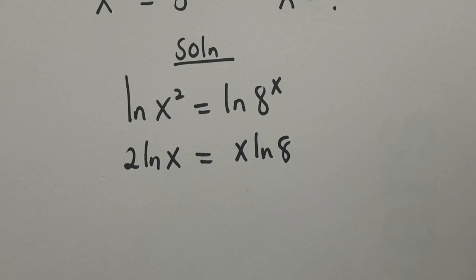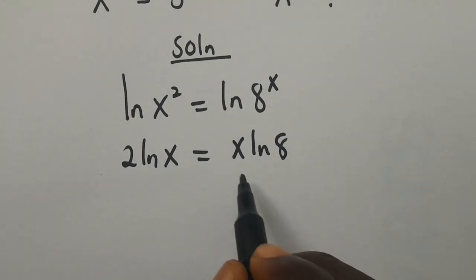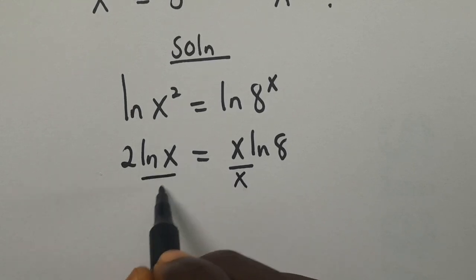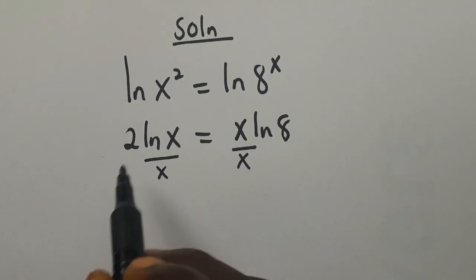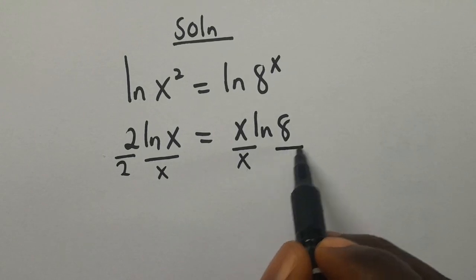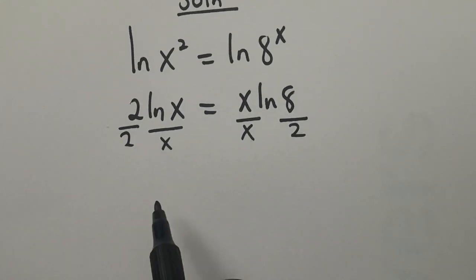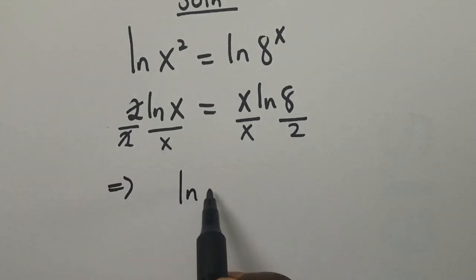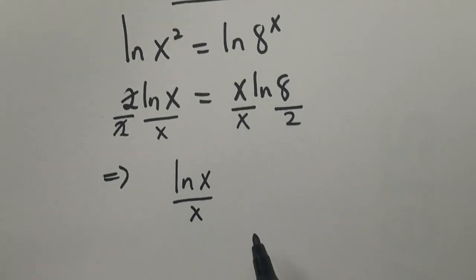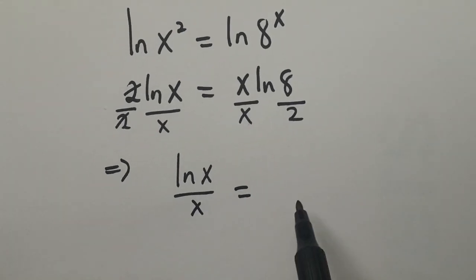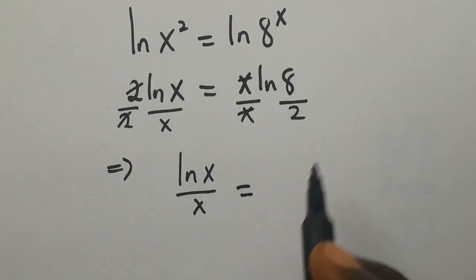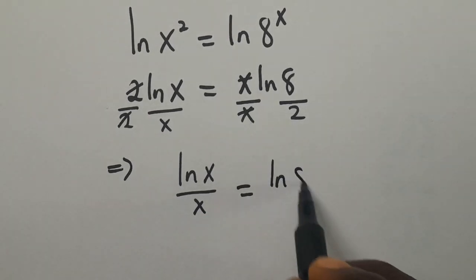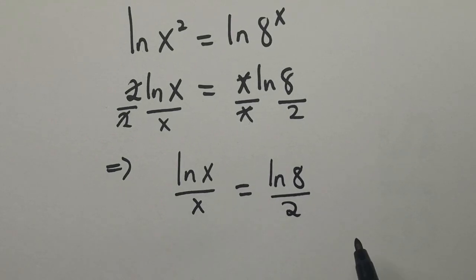Now guys, from here let's divide this one by x, then let's also divide this one by 2. Now obviously this will cancel this, we have ln of x divided by x equals, this will also cancel this, ln of 8 divided by 2.